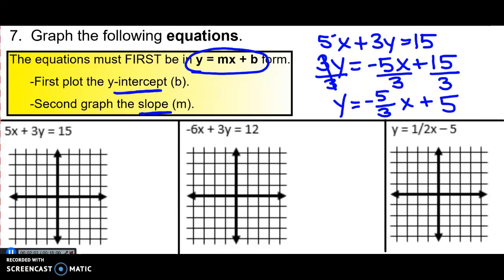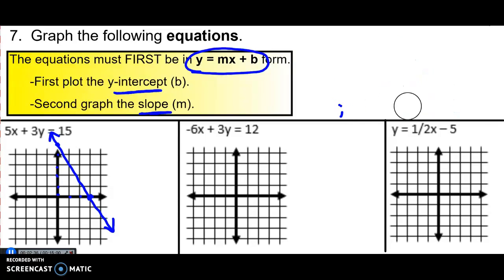So on the y-axis, we come all the way up here to where 5 would be. And our slope is negative 5 over 3. So we're going to count down 5. 1, 2, 3, 4, 5, and we're going to run to the right 3. 1, 2, 3. We're going to put a point there. If you notice, our graph is falling from left to right. That's how we know we graphed it right. We have a negative slope. All right, let me erase our work over here to the right. And let's do the next one.